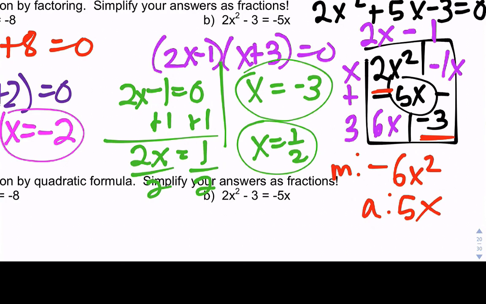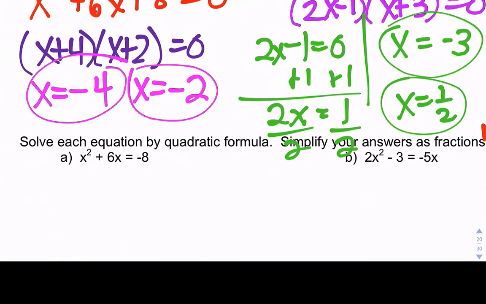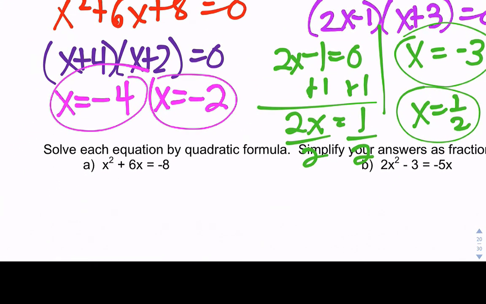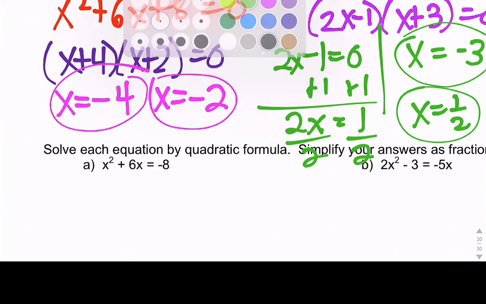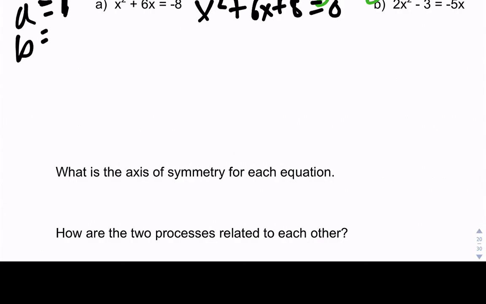All right, let's say you didn't like factoring and didn't like the box and circle. We can use the quadratic formula to solve. So again, first step, you do need 0 on one side. So if we rewrite this next one, we have x squared plus 6x plus 8 equals 0. Identify a, b, and c. a is 1, b is 6, c is 8.